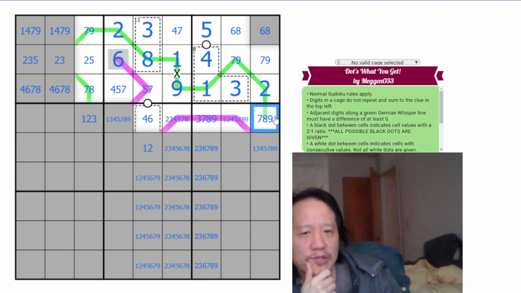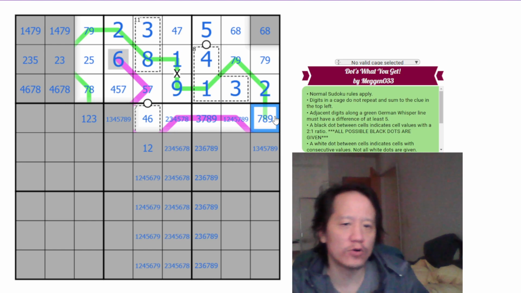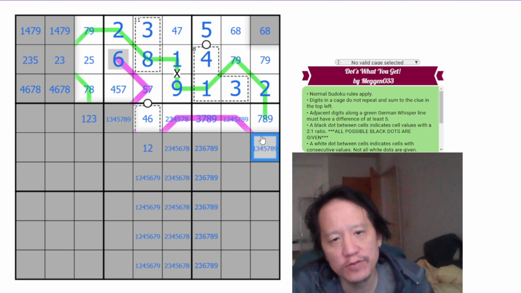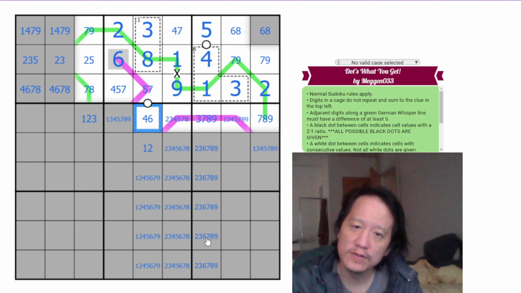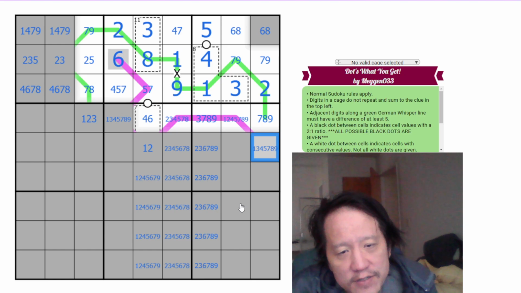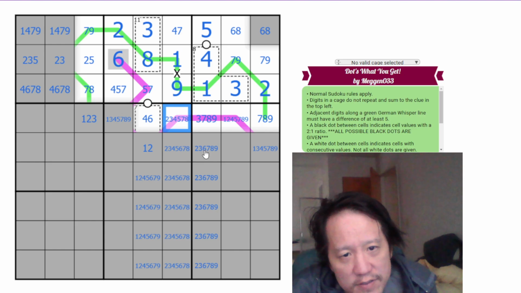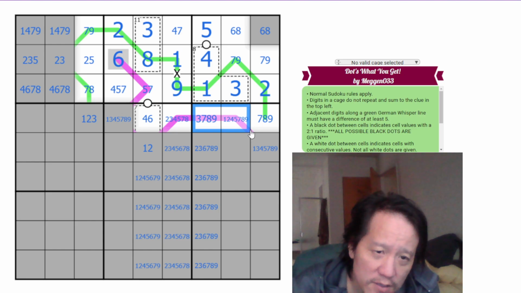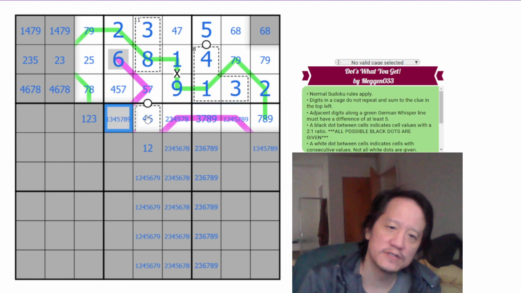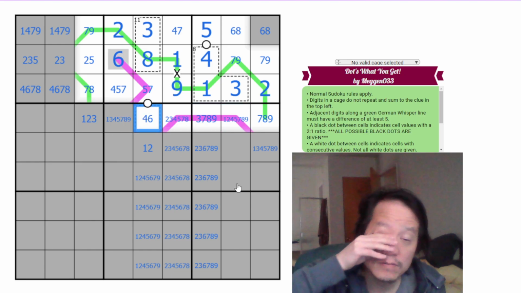There has to be a 3. There has to be a 4. But the 3 could be here. The 4 could be here. If this is 4, that would mean that's a 4. And neither of these could be 8. So then the 8 would have to be one of those. Boy, that's not given. If this is 6, that's fine.